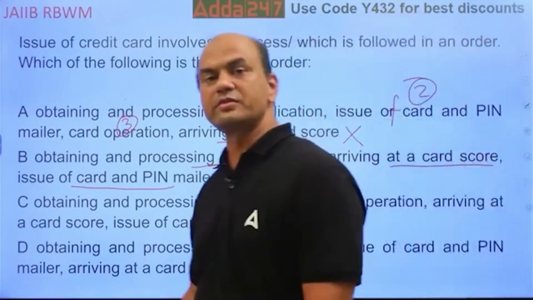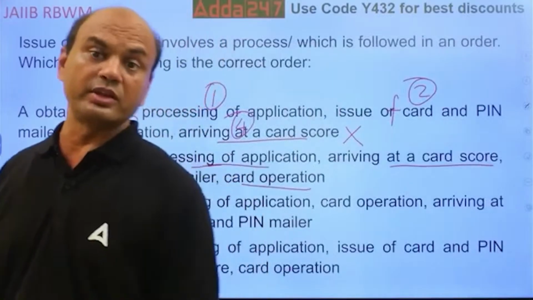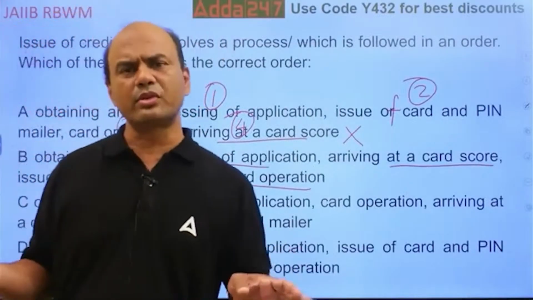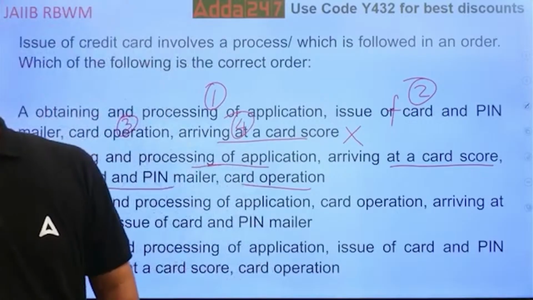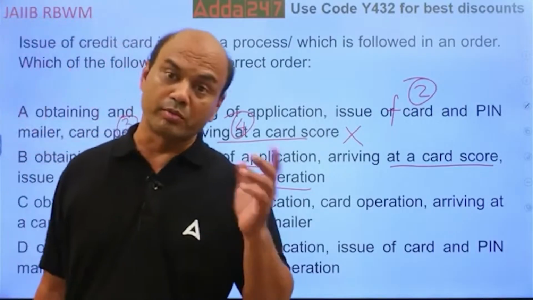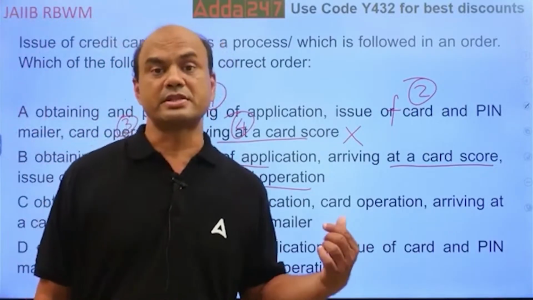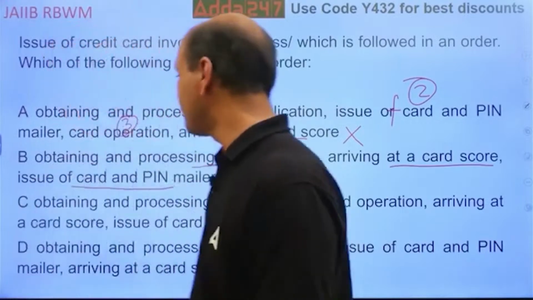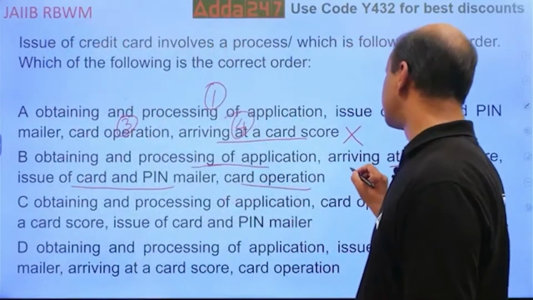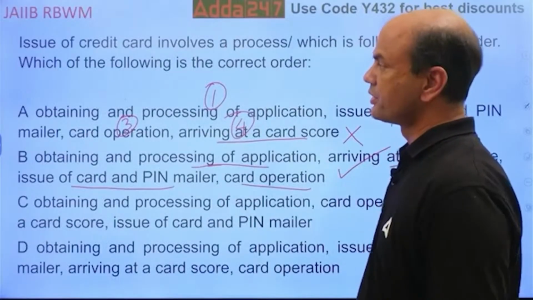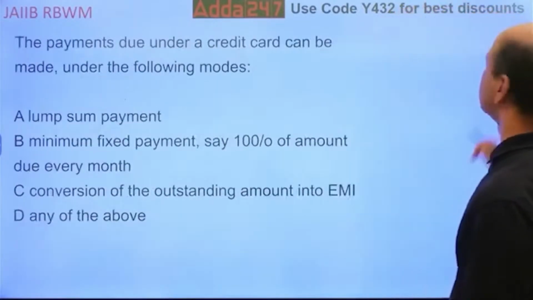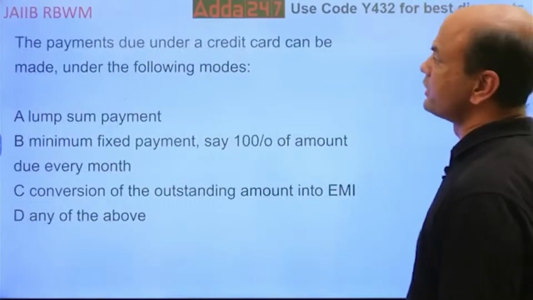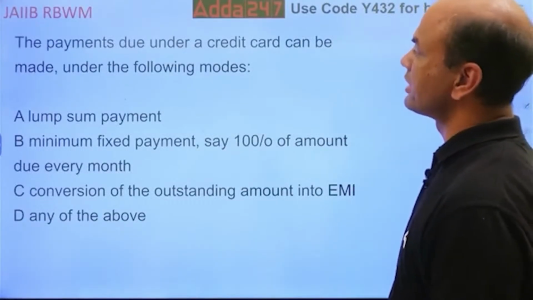The card operations of the customer are to be monitored, even though anything might be the CIBIL score of that person. Anything might be the credit score of that person, but you have to monitor the card operations. Okay? So the answer over here is this one. Correct. Okay? Next one. The payments due under the credit card can be made under the following modes.